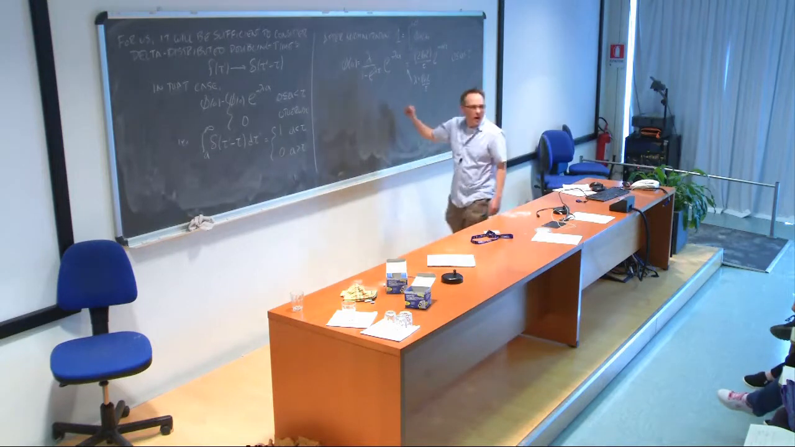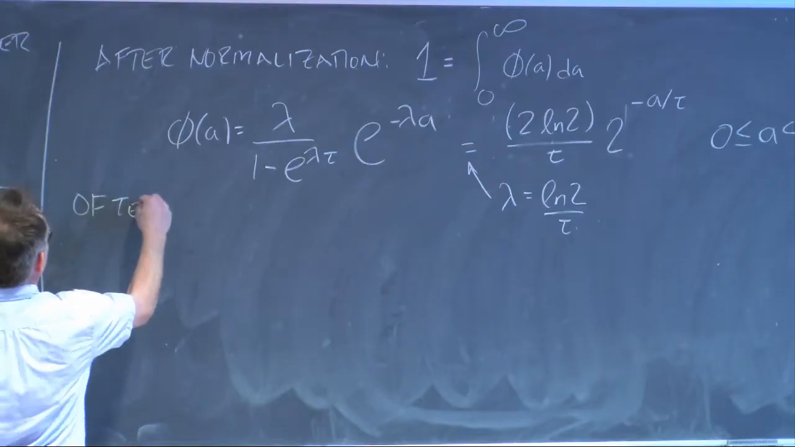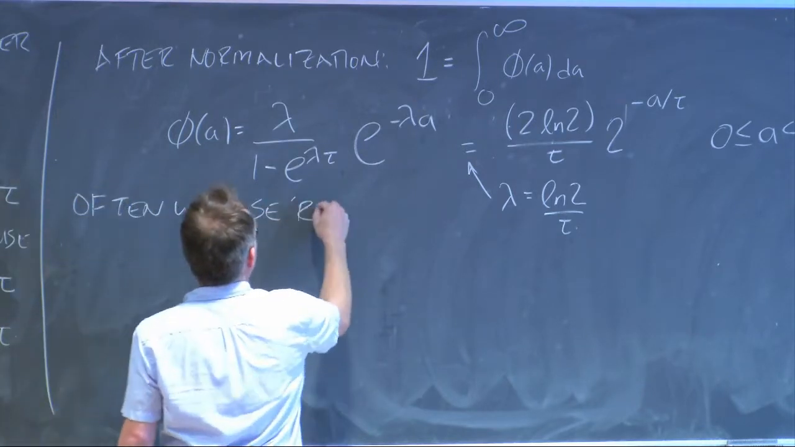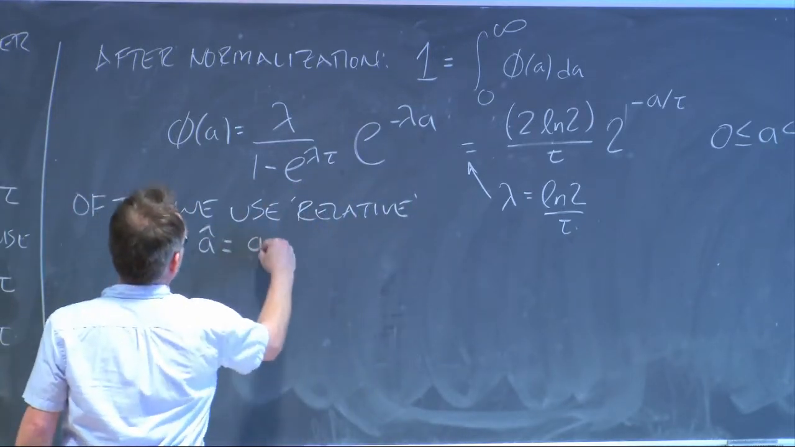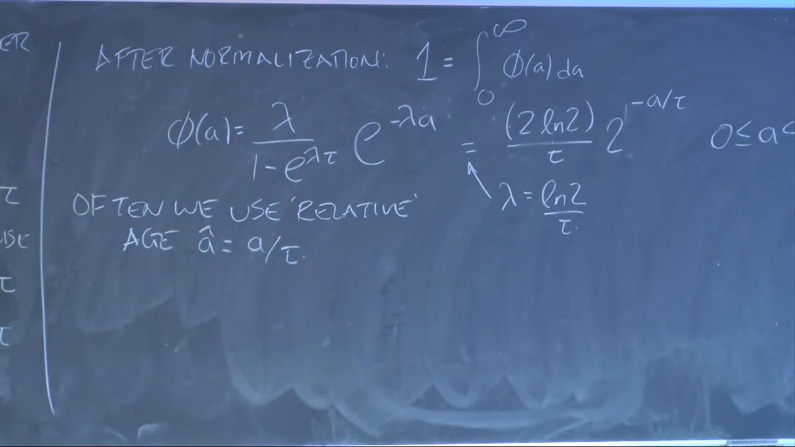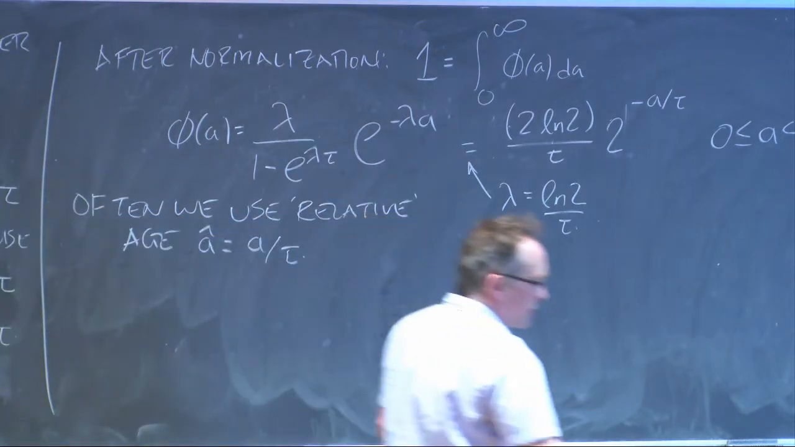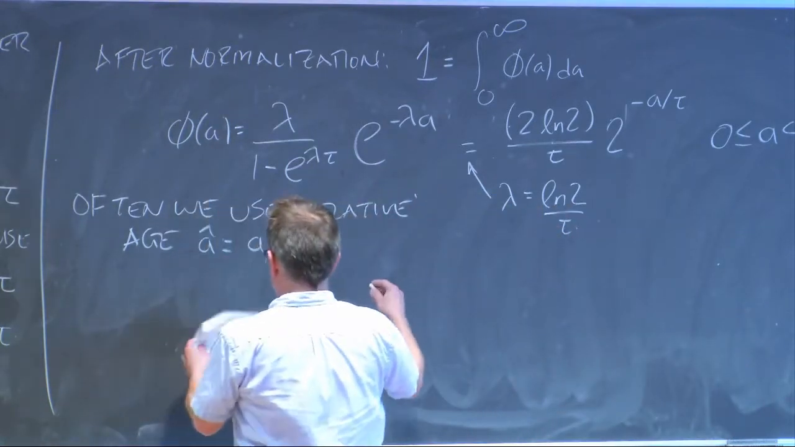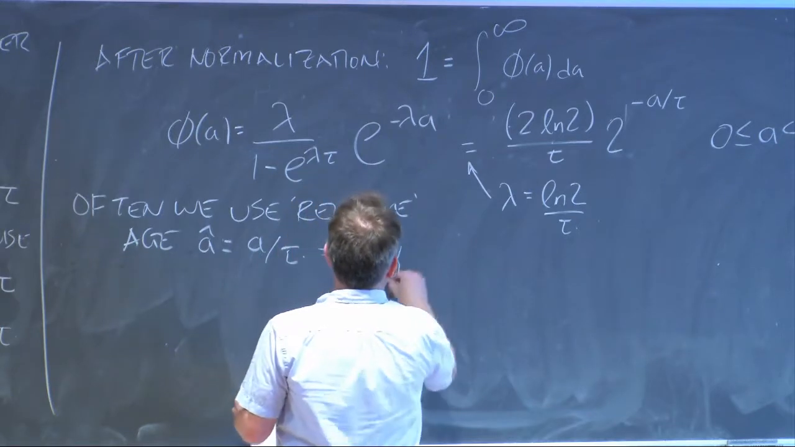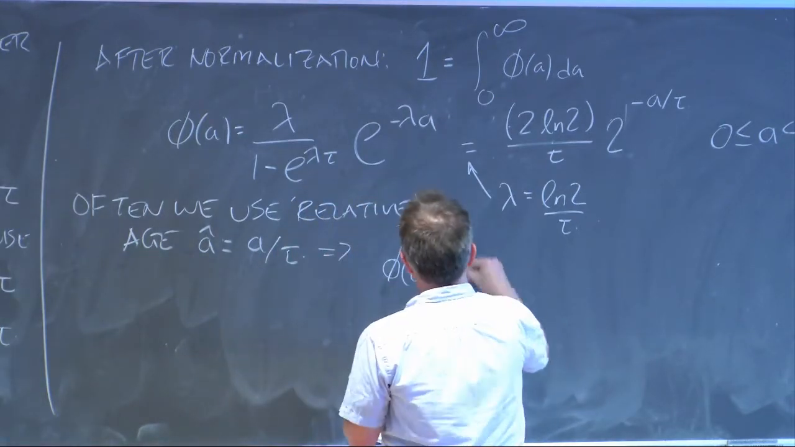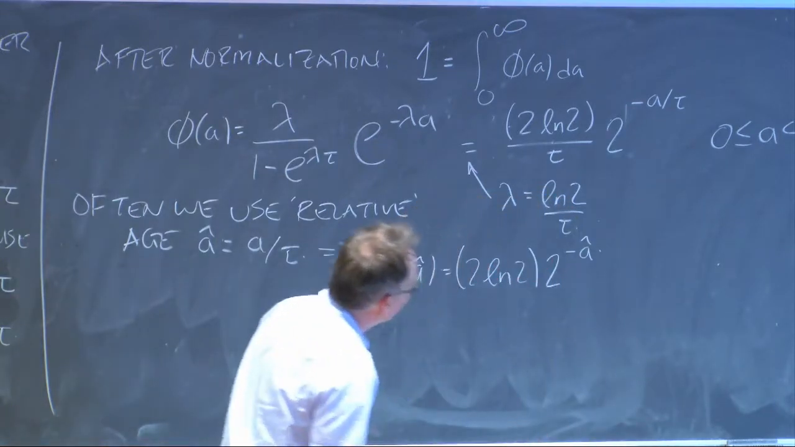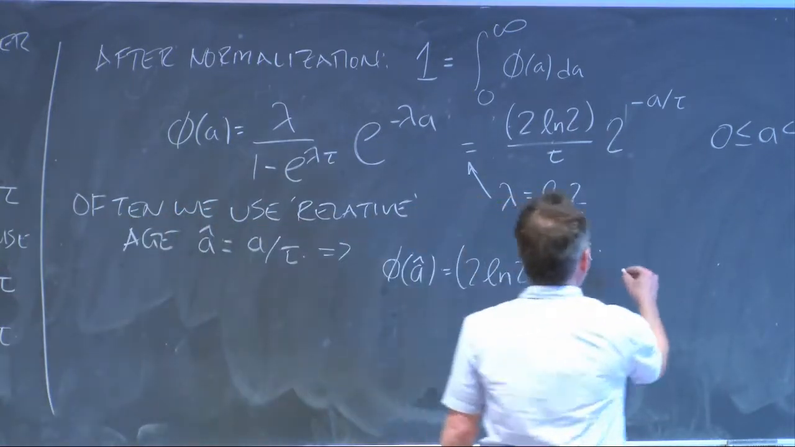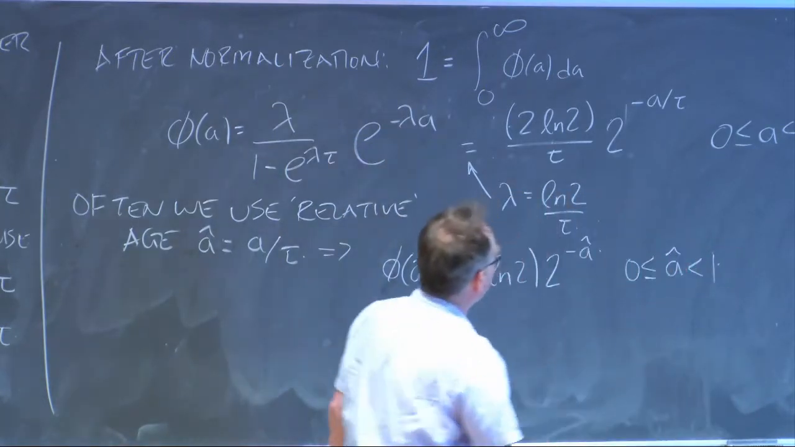And so normally, or often, we normalize, or often we use a relative age, say a hat, which I'm going to divide by tau. In which case, this distribution becomes the following. And I do this just because I want to be able to write it in a very compact way. So then we get phi of a hat is going to be equal to 2 log 2 of 2 raised to the negative a hat, for a hat going between 0 and 1.